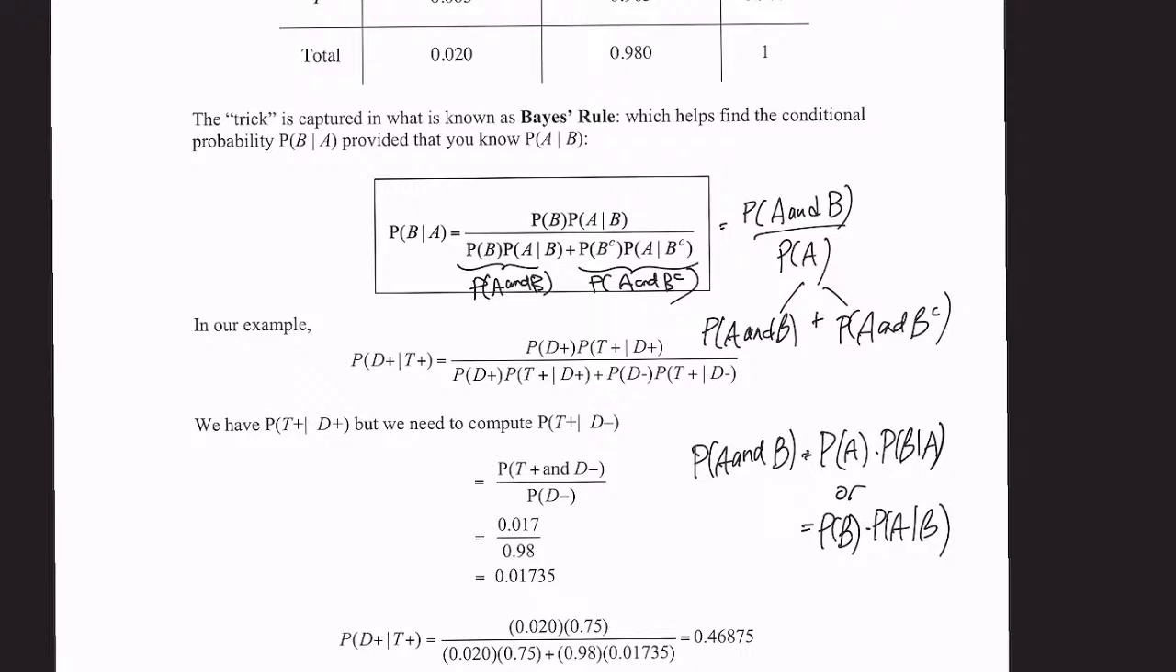This is a really important thing here to see. A can happen with B or A can happen without B. Total, summing those, would be the chance of A. I think it's really neat.